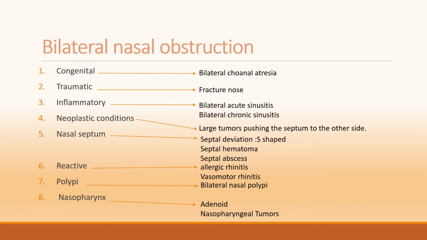Bilateral nasal obstruction. Congenital, again bilateral choanal atresia. Traumatic, like fractured nose. Inflammatory, bilateral acute or bilateral chronic sinusitis. Neoplastic conditions, large tumors pushing the septum to the other side. And the nasal septum, the S-shaped as I told you before, septal hematoma and septal abscess. Now we go to others, like reactive causes such as allergic rhinitis, vasomotor rhinitis, and bilateral nasal polypi. And conditions in the nasopharynx, like adenoid or nasopharyngeal tumors, can cause bilateral nasal obstruction.